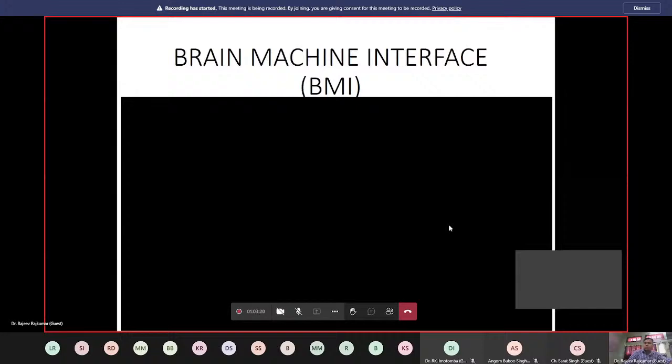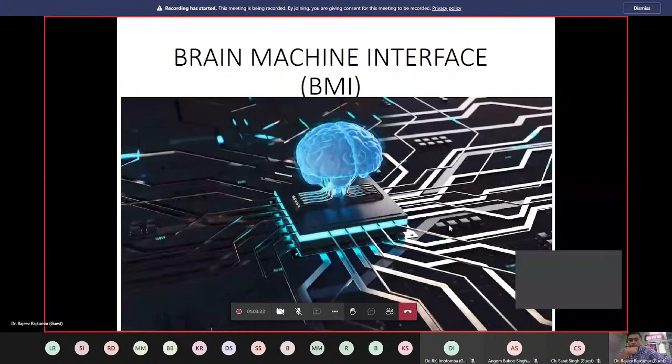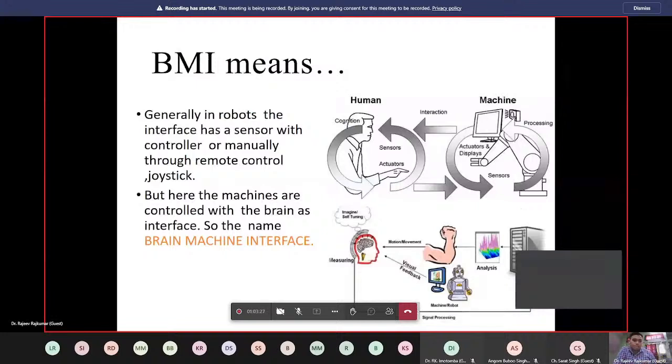So first, the general concept, the definition of BMI, the brain-machine interface. Generally, in a robot, the interface has a sensor and a controller, with the controller used manually through a remote control or joystick. This is how we communicate with the machine, or the hardware. What if we connect directly? This is how the brain-machine interface comes in. Here, the machine is controlled with the brain as the interface. So the name is brain-machine interface. You can easily see in the diagram that the brain itself controls the hardware. For example, we can control the mouse cursor, or click a button like this.